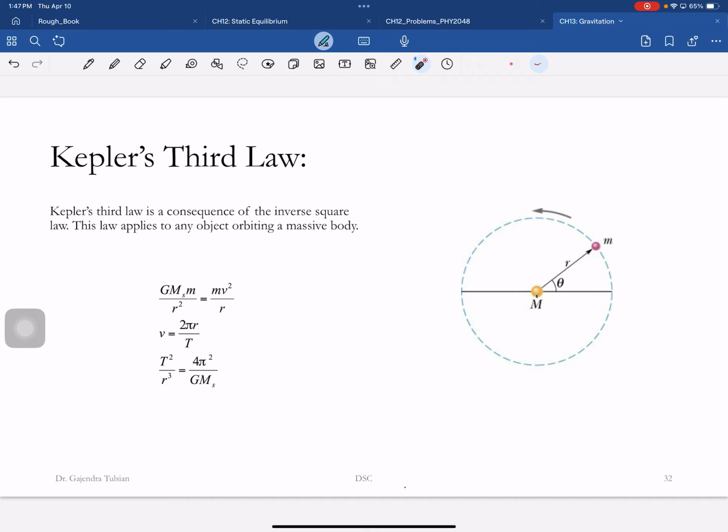How long does it take for the space shuttle or the International Space Station to go around? 90 minutes. You could put in 90 minutes. You know the radius of the Earth, which is 4,000 miles. You can get the mass of the Earth.